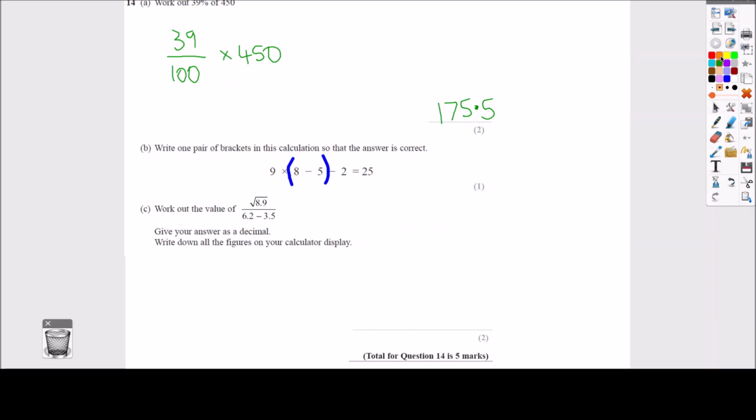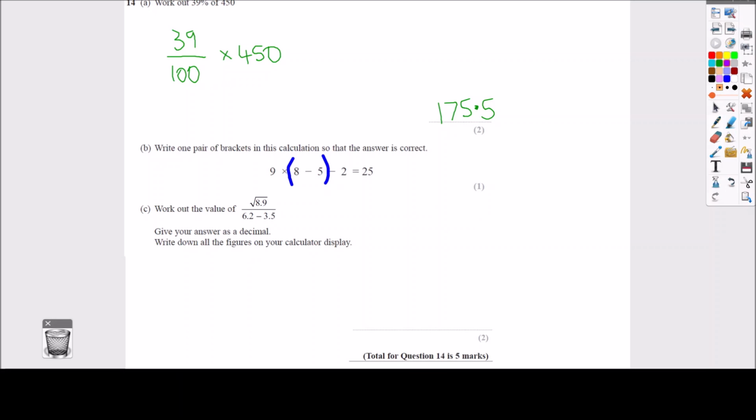Now for part C, just use your calculator. I would strongly recommend that you use that fractions button, the third one down on the left hand side normally, where we've got the white rectangle divided by the black rectangle. So press that, it starts flashing on the top bit, put in your square root of 8.9 there, then using the arrow keys go down to the bottom half of the fraction, pop in your 6.2, take away 3.5, press equals, and we get root 8.9 over 2.7.